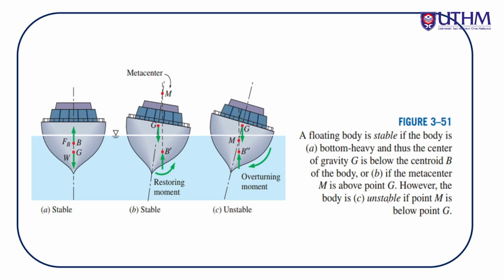Manakala C pula, dia unstable sebab dia punya meta center berada di bawah center of gravity. Nampak? Dia punya intersect center of buoyancy dengan center of gravity berada di bawah center of gravity. So, dia akan produce overturning couple ataupun dekat sini istilah dia overturning moment yang menyebabkan ship itu berada dalam keadaan tidak stabil.